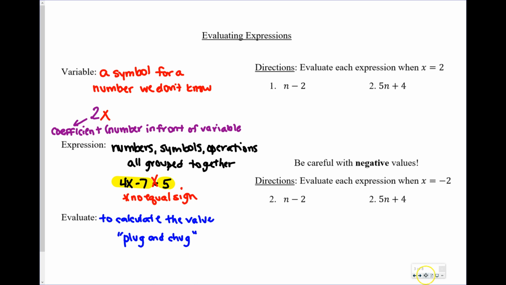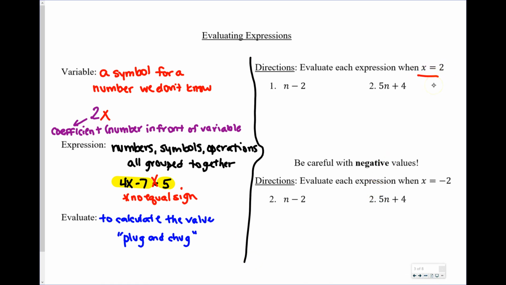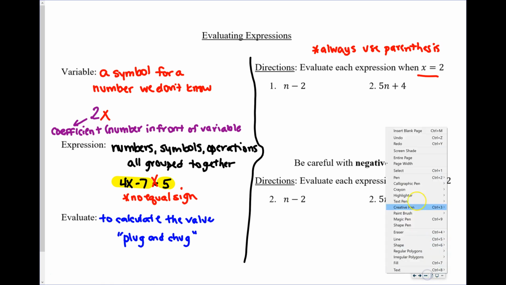Okay. So let's take a look at some examples. And I'm going to draw a line here to kind of help us keep that straight. There we go. So evaluate each expression when x equals 2. Now when we evaluate things, when we plug things in, we always use parentheses. I'm going to say this 10,000 times, and some of you still won't do it. You'll get the answer wrong, and I'm going to say you didn't use parentheses. Taught for 7 years, and this happens every year.